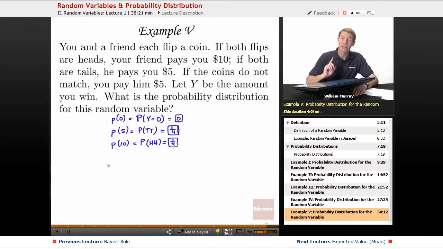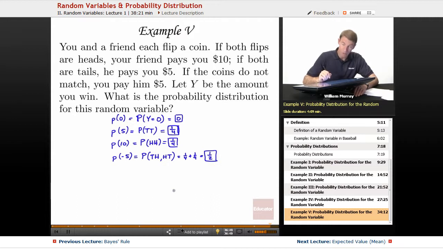Now, if the coins do not match, then you have to pay your friend $5. From your perspective, that's a negative $5. We call it a win of negative $5, but you're really losing $5. So the way that happens is if you show a tail and he flips a head, or if you flip a head and your friend flips a tail. So there's 2 possibilities there, but each one of those has probability 1/4. So 1/4 plus 1/4 is 1/2.